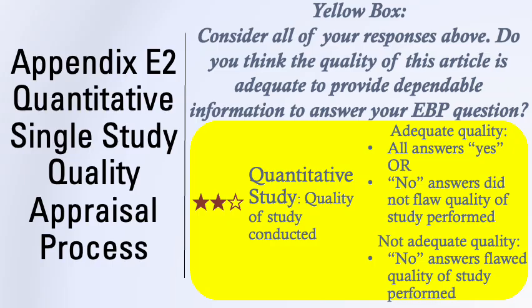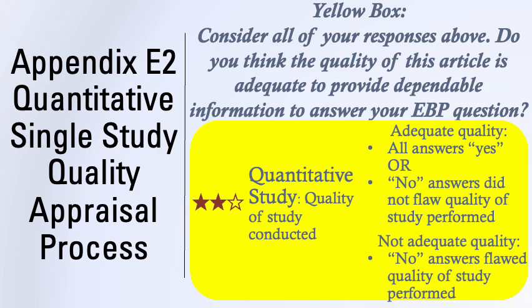As I have discussed previously, a yellow box in the Johns Hopkins appraisal tools usually indicates an action item. This yellow box directs us to consider all of your responses above. Do you think the quality of this article is adequate to provide dependable information to answer your evidence-based practice question?